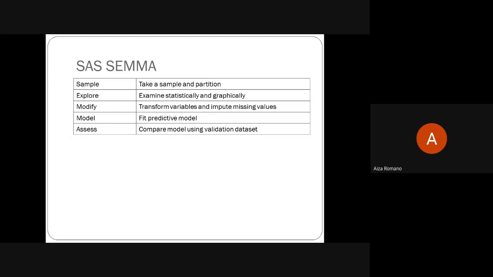IBM SPSS Modeler, previously SPSS Clementine, uses a similar method termed CRISP-DM, short for Cross-Industry Standard Process for Data Mining. All those frameworks include the same main steps involved in predictive modeling.